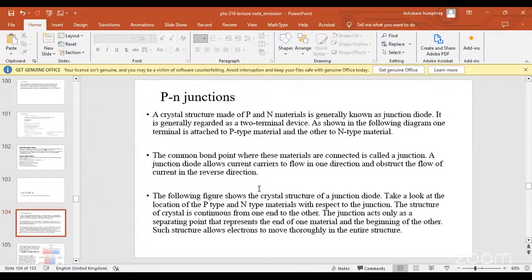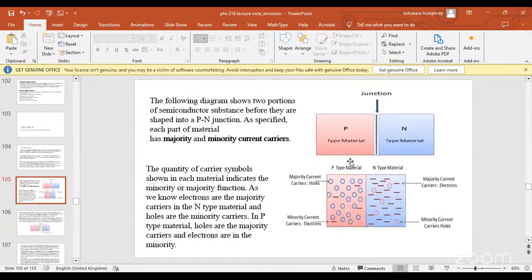So PN junctions. When a P-type and N-type semiconductor are joined together, they form what is called a PN junction diode. A PN junction diode.